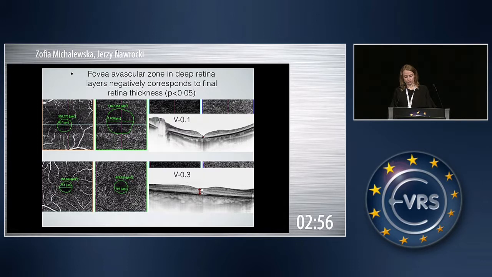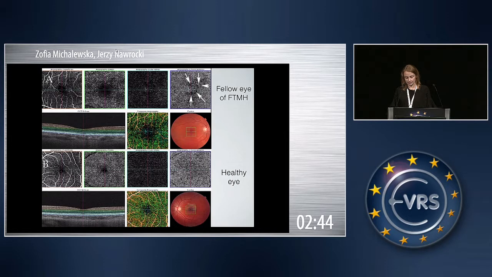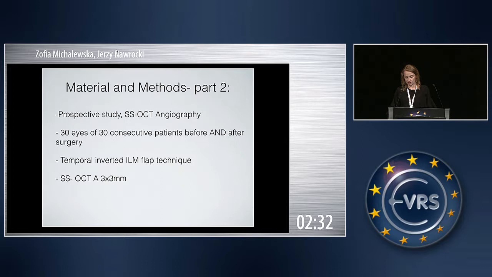We concluded that the fovea avascular zone in deep retinal layers negatively corresponds to final retinal thickness. So patients with a large fovea avascular zone in deep retinal layers have a very small retinal thickness. Looking at the fellow eyes, they have also some defects in the choriocapillaris that might be an explanation of the fact that macular holes form much more frequently in fellow eyes of full-thickness macular hole.